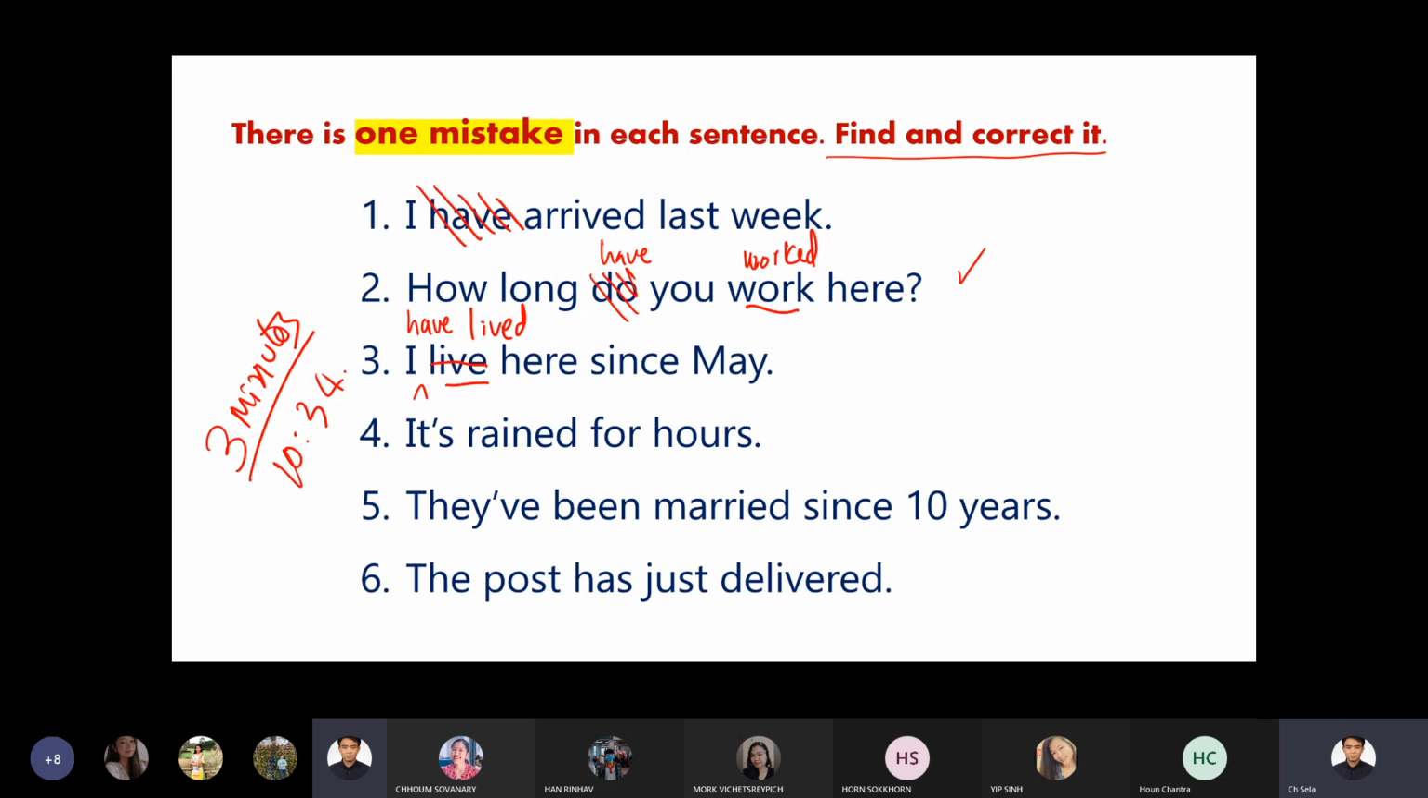Okay, now number four. It rains for hours.